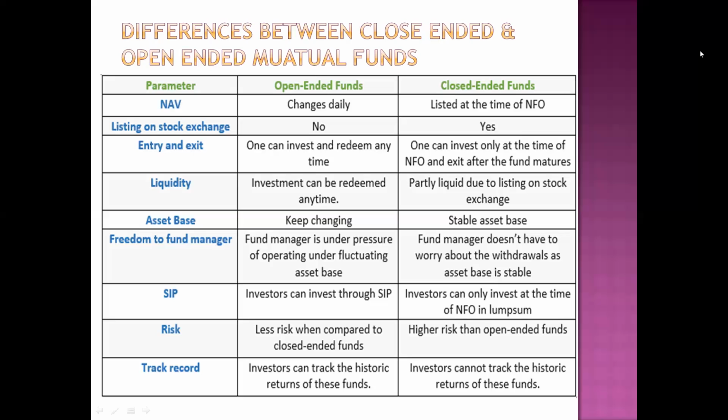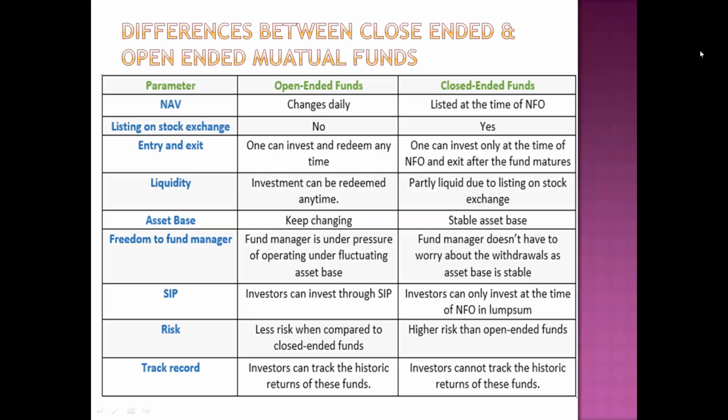As far as liquidity is concerned, in the case of an open-ended policy, the investment can be redeemed at any time. So high liquidity is available. Whereas in the case of a closed-ended policy, there is partial liquidity due to listing on stock exchanges. So you cannot withdraw it within the time, but you can sell that particular investment to somebody else, either at a discounted price or at a premium price based on the market value of that particular mutual fund. But it is not so easy, not so flexible, to liquidate closed-ended mutual funds.